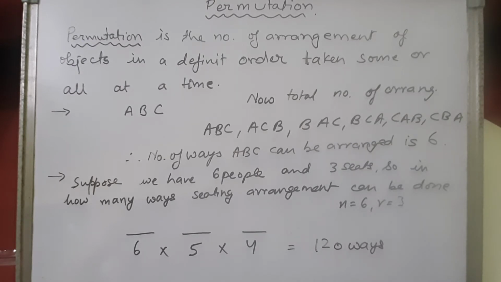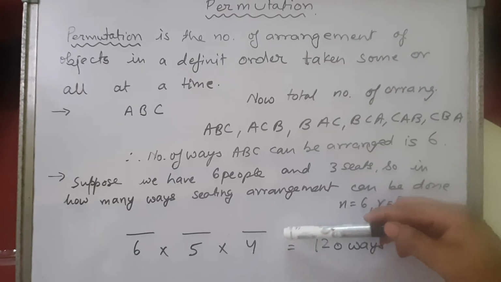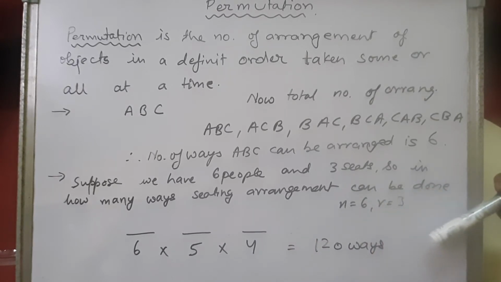Let's discuss this example. Suppose we have to make 6 people sit on 3 seats. How many possible arrangements are there? You can see that we have 3 seats, 1, 2, 3. For the first seat, how many options do we have? We can make any of the 6 people sit on the first seat, that means 6 options. For the second seat we have 5 options. For the third seat we have 4 options. That means the total number of ways to make 6 people sit on 3 seats is 120 ways.